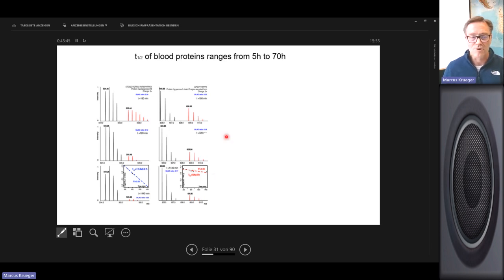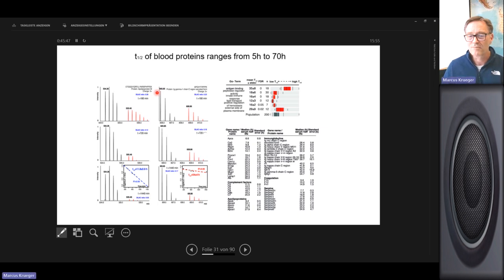And of course, we have not only these two proteins; we have also measured some other proteins, which allows us to monitor the half-life of those different proteins in the blood. So this is always a time which ranges from down to 5 minutes, to 5 hours, up to 70 hours. And this allows us to monitor the activity of the blood. Of course, this was just a wild-type mouse here.